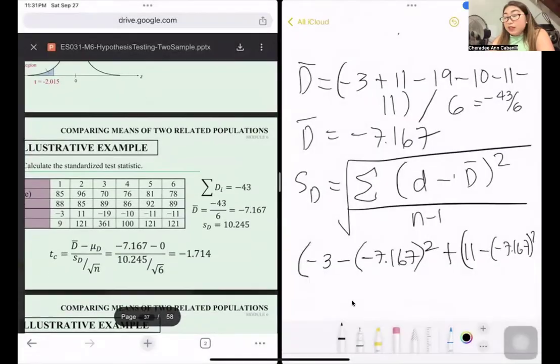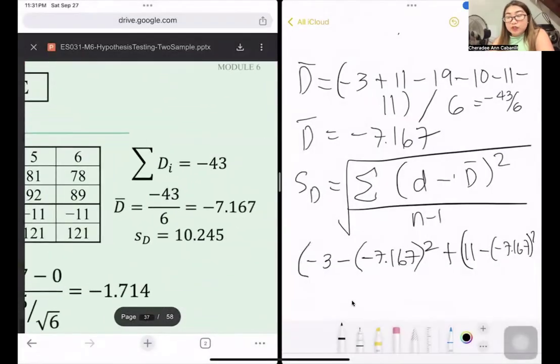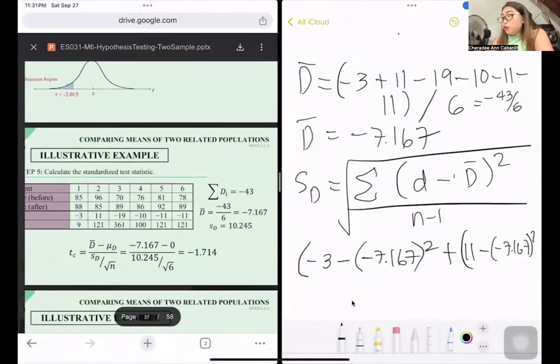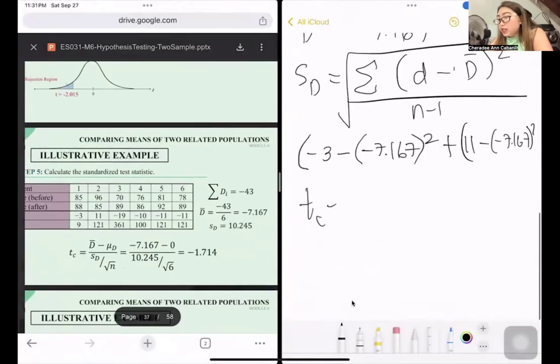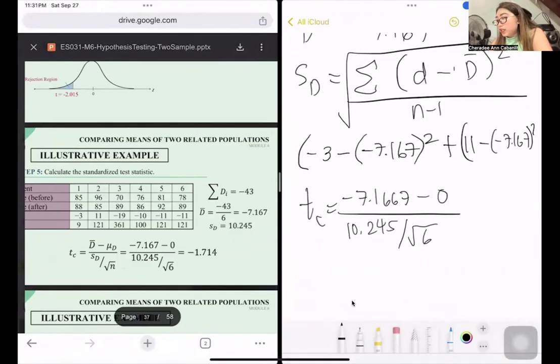Algebra ni siya. So going back, I'm going to share the iPad again. Kay lisod gud siya ipakita as manual. So looking back, sakto na ang answer, 10.245. So therefore, to compute for the t computed, it is negative 7.1667 minus the hypothesized mean difference, over your SD, which is 10.245 over square root of 6. So the answer is negative 0.714.